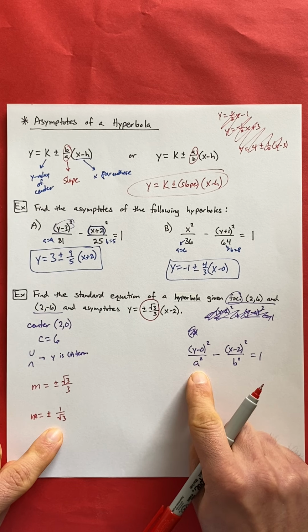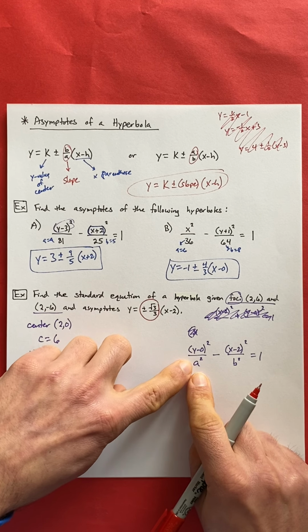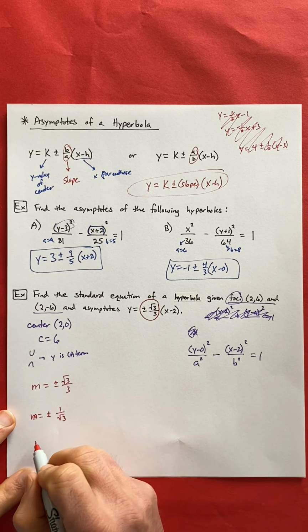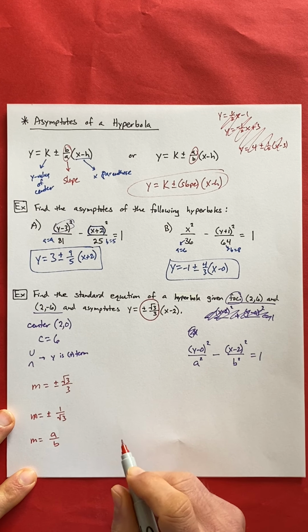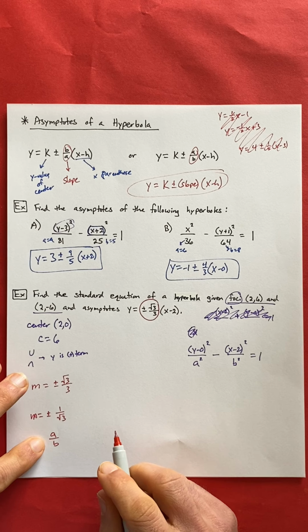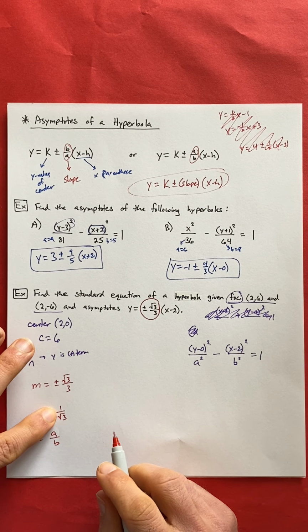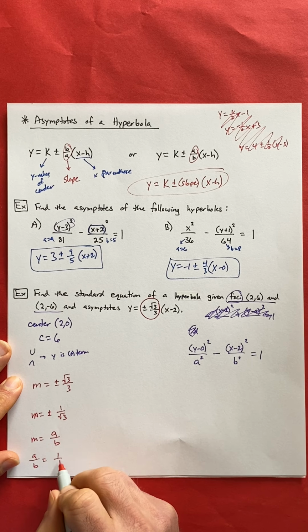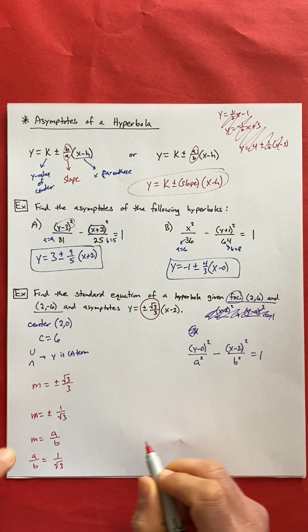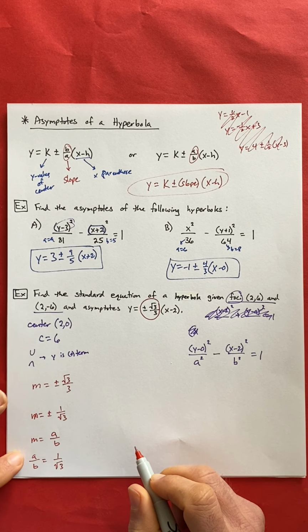I do know for a fact, though, that since that's Y, the slope has to be A over B. Problem is, setting A over B equal to 1 over the square root of 3 doesn't do me a whole lot of good, because I'm still missing two numbers. I'm missing a and I'm missing b.